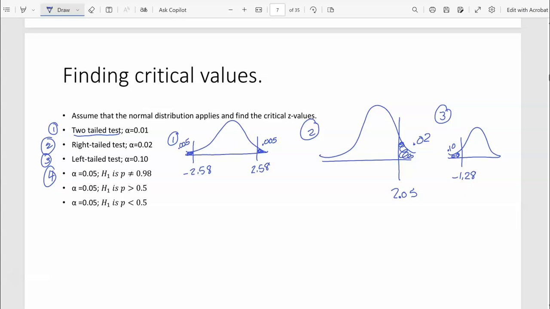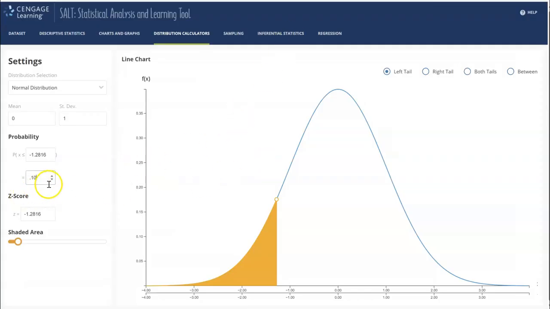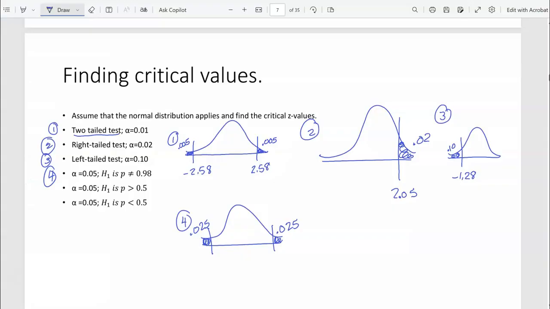4, they're telling us that the alternative is a not equal to, so this means a two-tailed test. So that alpha has to be split. So if I take alpha over 2 and split it, I'm going to have 0.025 in each tail. We're going to go to SALT, type in 0.025, and we're going to get negative 1.96 for the left one. That means the right one has to be positive 1.96.